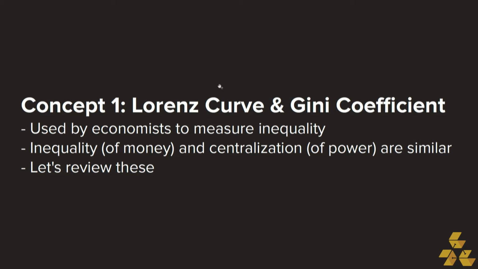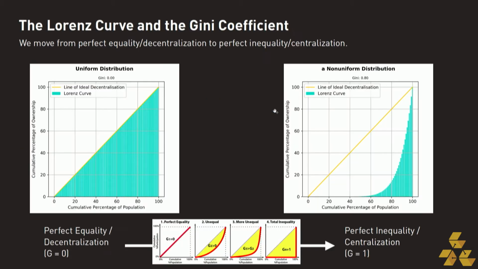So first is this idea of the Lorenz curve and Gini coefficient, right? The Lorenz curve is used by economists to measure inequality, and typically inequality is a concern of one political faction and centralization a concern of another, but they're actually quite similar. That is to say, inequality of money and centralization of power are not synonymous, but a lot of the measures are similar. So let's review these two ideas of the Lorenz curve and Gini coefficient.